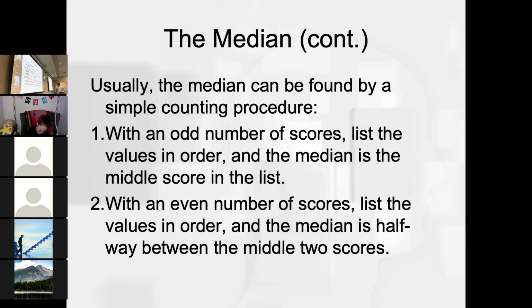So usually we just find the median by a simple counting procedure. With an odd number of scores, you list them smallest to largest, and the middle score in that list is the median. And so if, let's say, we have 2, 3, 5, 7, 9, 5 is our median.